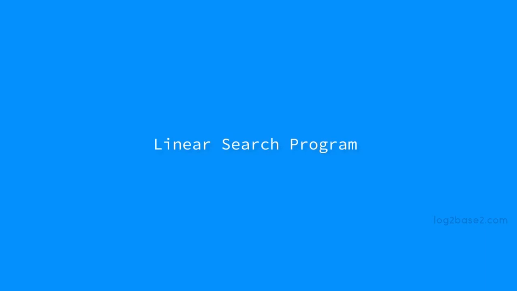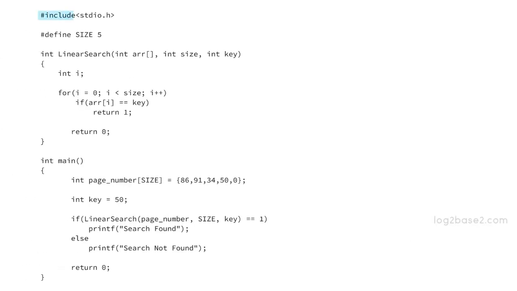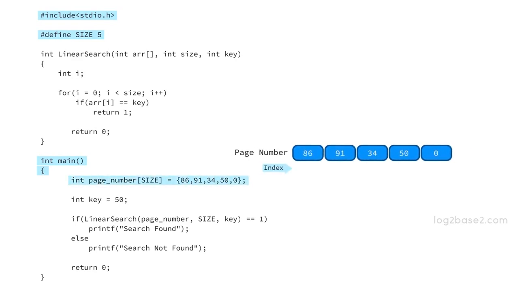Now let us see how to implement it in C language. First, let us define the size of the array as 5. And we have the main function and a function linear search. So execution begins from the main function. First, let us declare the array page number with elements 86, 91, 34, 50 and 0. And the key as 50.